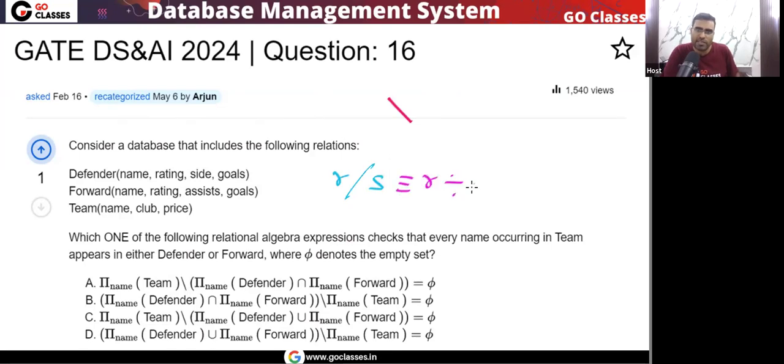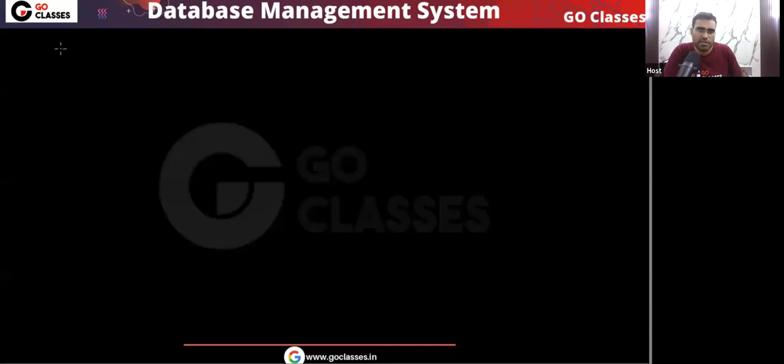Remember, when you write it like this it is division, and this is your set difference. This is the same as your set difference operation. This is the standard symbol for set difference. We have already seen this in the set theory lectures. So you may already know that either you can use this symbol or this symbol for set difference.